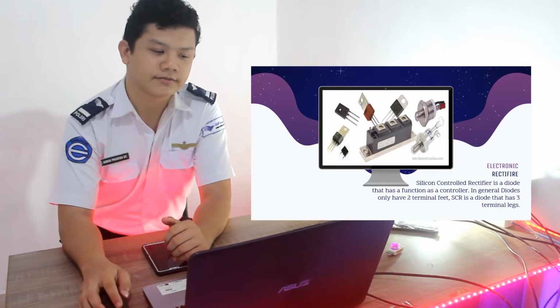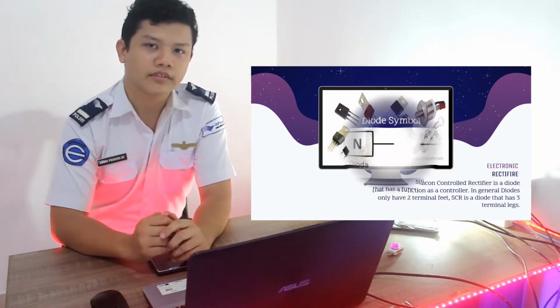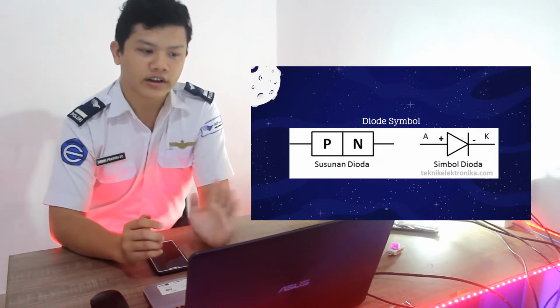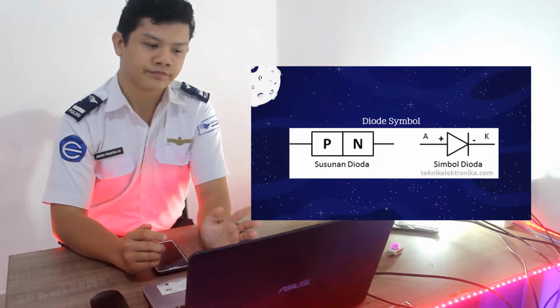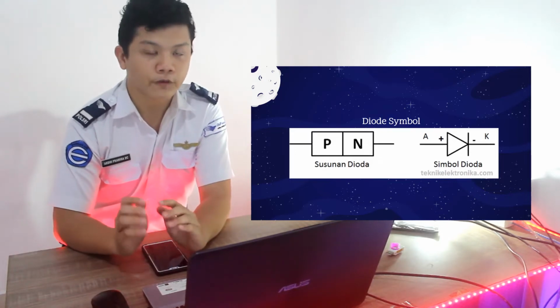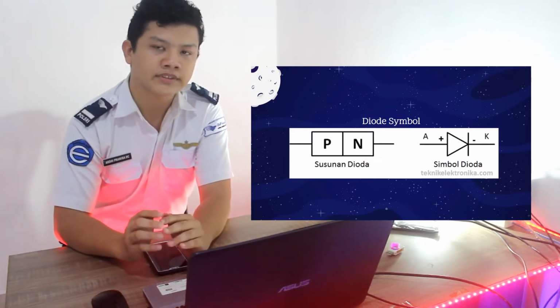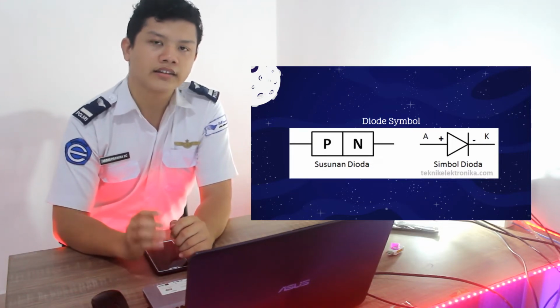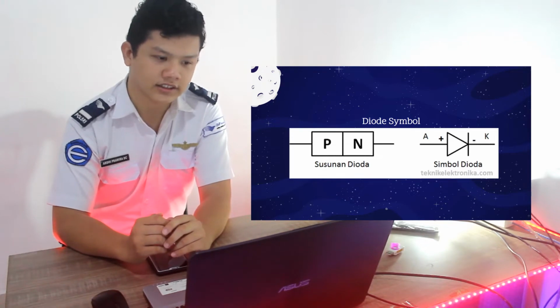Okay, next. A diode has a symbol. The following figure is a diode symbol. Diodes are formed from P and N type semiconductor material that are combined. This diode is often called the P-N junction.